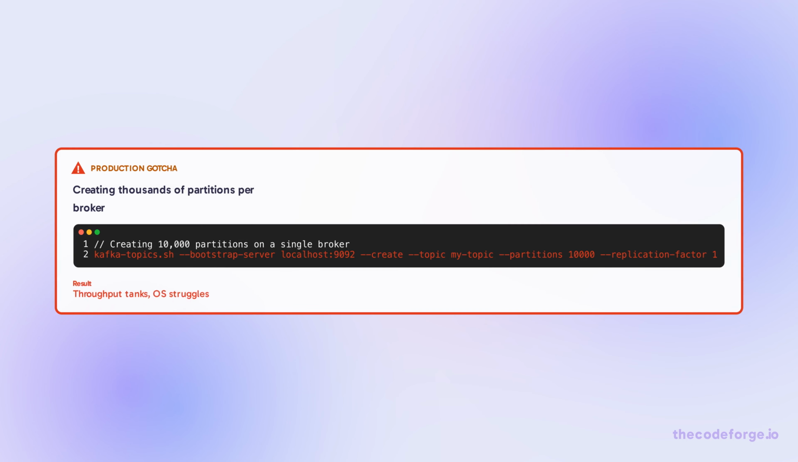With 10,000 partitions, the OS struggles with file handles and page cache, killing sequential I/O advantages. Keep partitions per broker under 4,000 for high throughput.